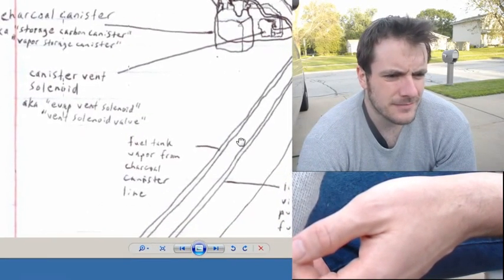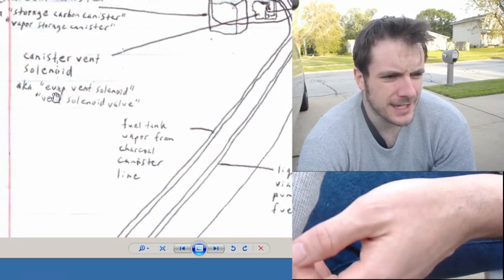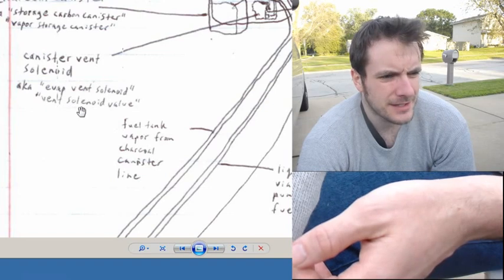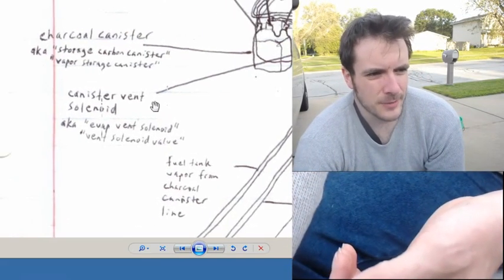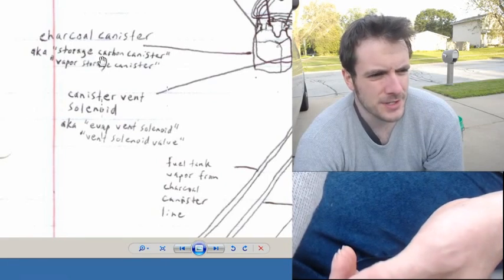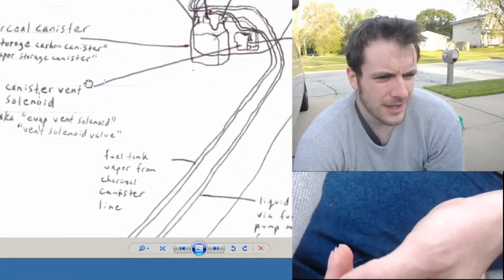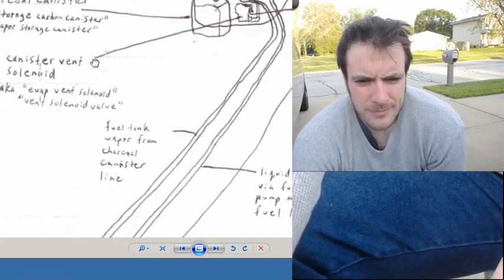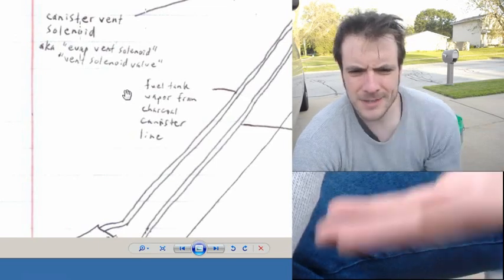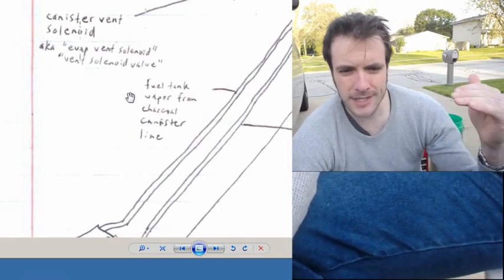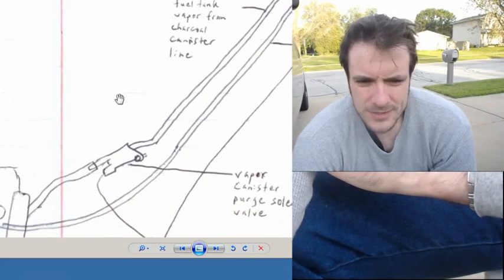Okay, I labeled the lines here. Canister vent solenoid, aka evap vent solenoid, aka vent solenoid valve. There are many different names, and that's confusing, so it's nice to have the different names. Charcoal canister, also known as storage carbon canister, also known as vapor storage canister. It's really confusing that nobody can make up their mind what to call these different things. So when you're reading on forums, it doesn't make sense unless you know what they're for, and then the names all start making sense once you know what they actually mean.